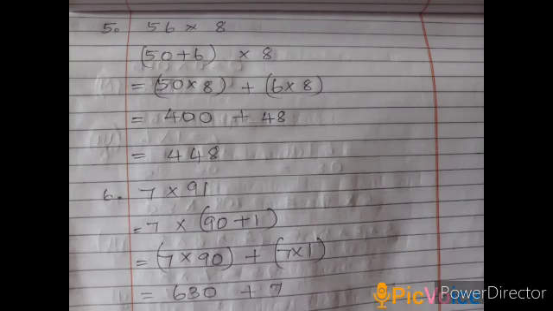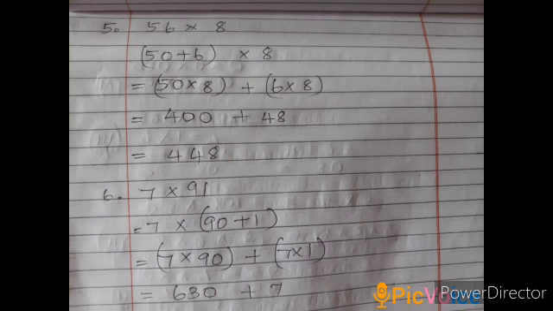Fifth sum, 56 into 8. 56 we can split into 50 plus 6, multiplied by 8. 50 into 8 plus 6 into 8. 50 into 8 is 400. 6 into 8 is 48. 400 plus 48 is 448.